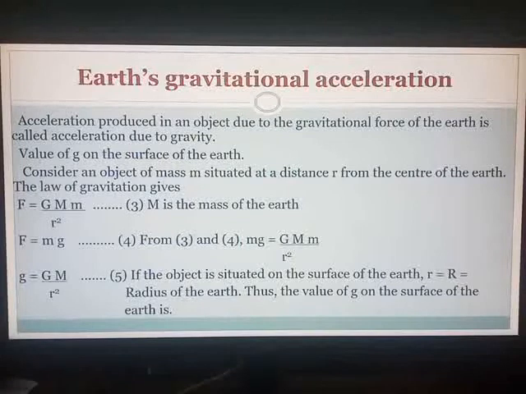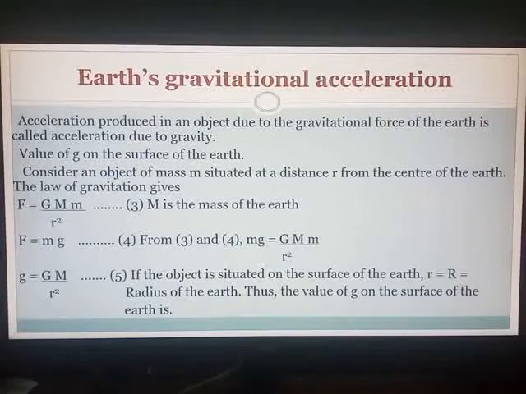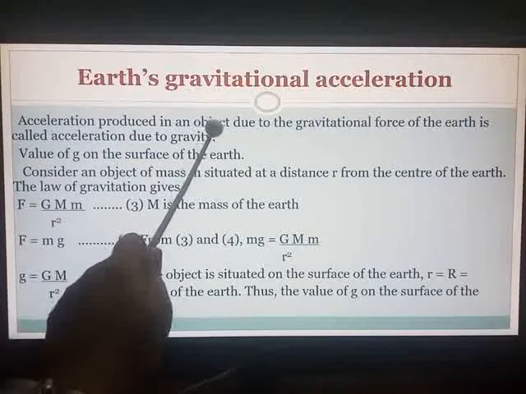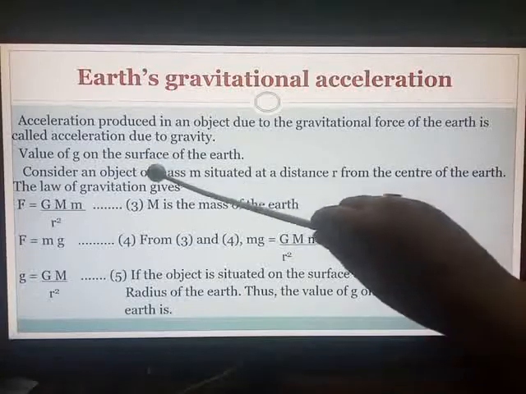Next is Earth's gravitational acceleration. Just now I told you that small g and capital G are different. So this Earth's gravitational acceleration is nothing but small g, the acceleration produced in any object. In the 9th standard you have studied the term acceleration. What is acceleration? The rate of change of velocity. So acceleration produced in an object due to the gravitational force of the earth is called acceleration due to gravity.